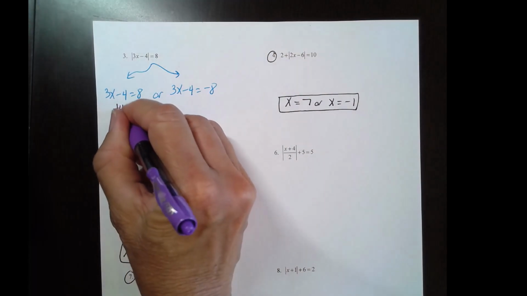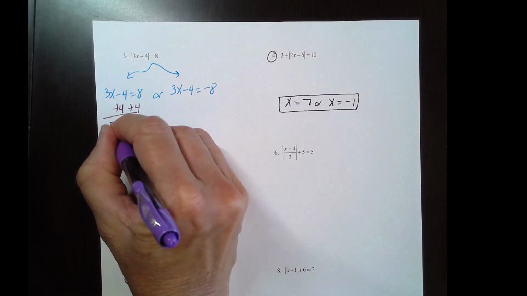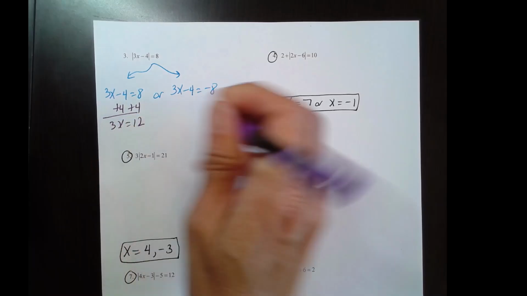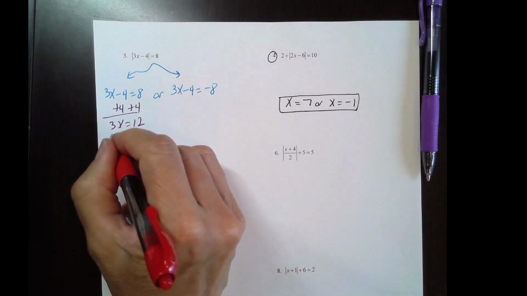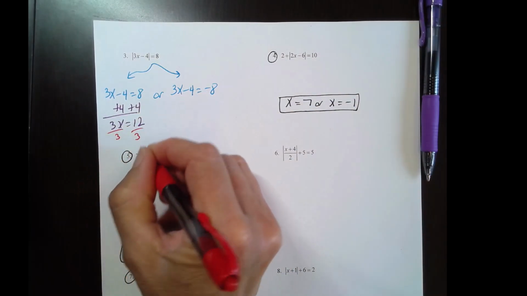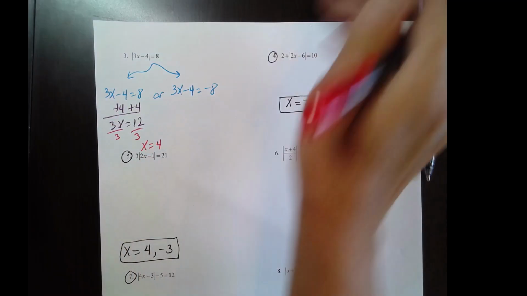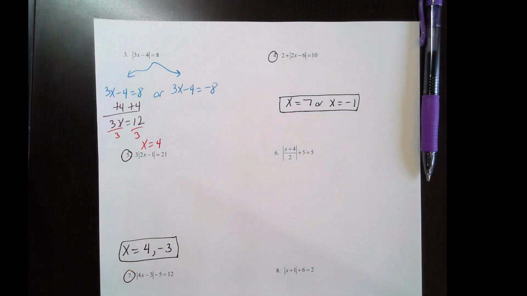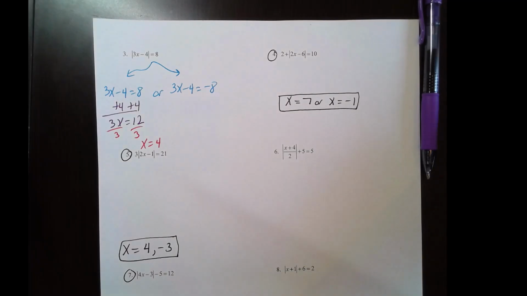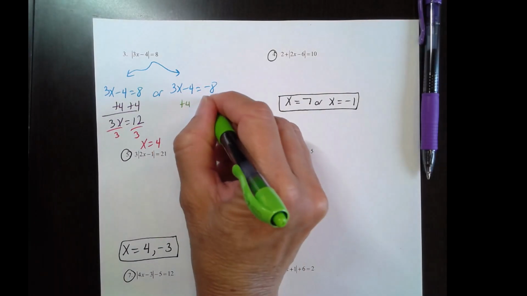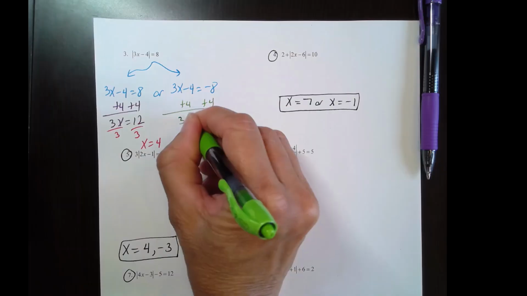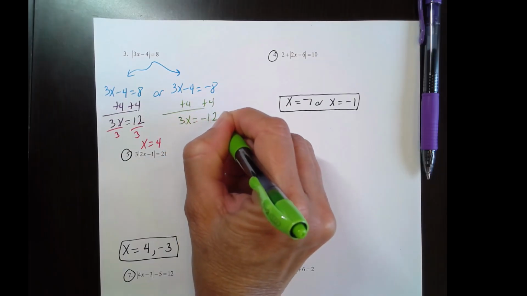We're going to add over the 4, so we end up with 3x equaling 12. And then we'll divide by 3 to get x by itself. So x would equal 4. On the second equation, we're going to add the 4 over to the other side as well. So we'll have 3x equaling negative 12.